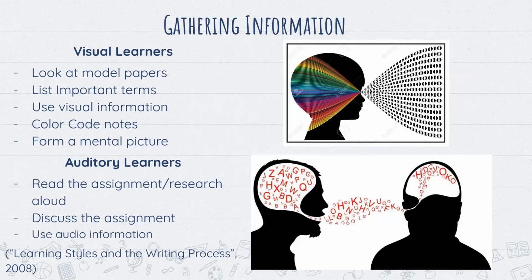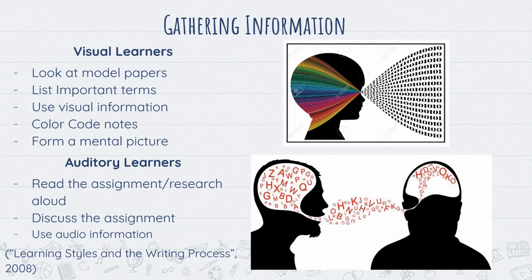So during the writing process, each kind of learner is going to have their own way of coming up with what they want to write. In the stage of gathering information and brainstorming, visual learners should remember to list out important terms, use visual information, color code notes, and form a mental picture. Doing all of these things will really help them stay organized as they're gathering information and won't get lost and forget what their focus is.